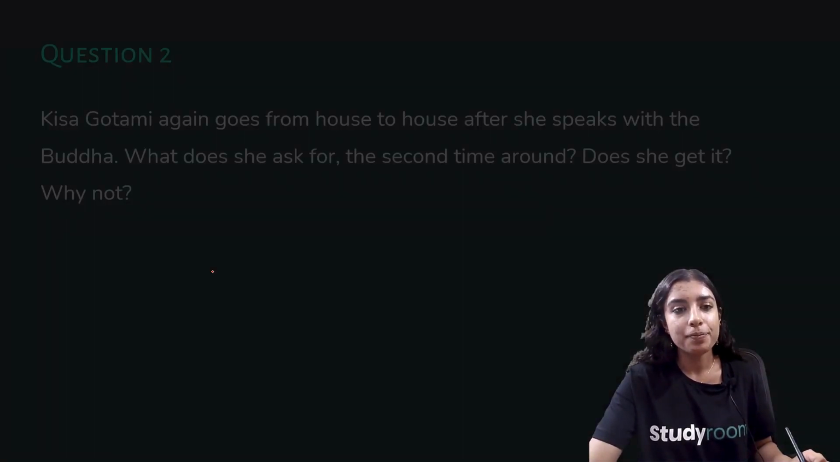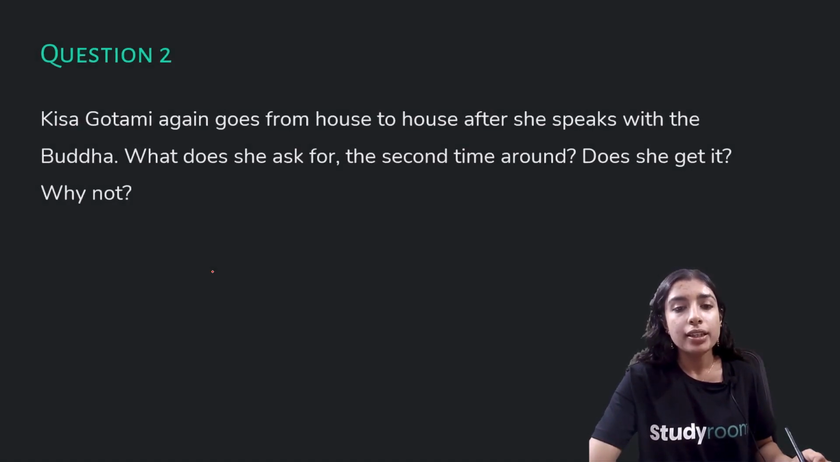Moving ahead, question number 2. Kisa Gautami again goes from house to house after she speaks with the Buddha. What does she ask for the second time around? And does she get it? Why not? The answer to this question could be that Gautam Buddha asks Kisa Gautami to bring a handful of mustard seeds from a house where death had never struck anybody.